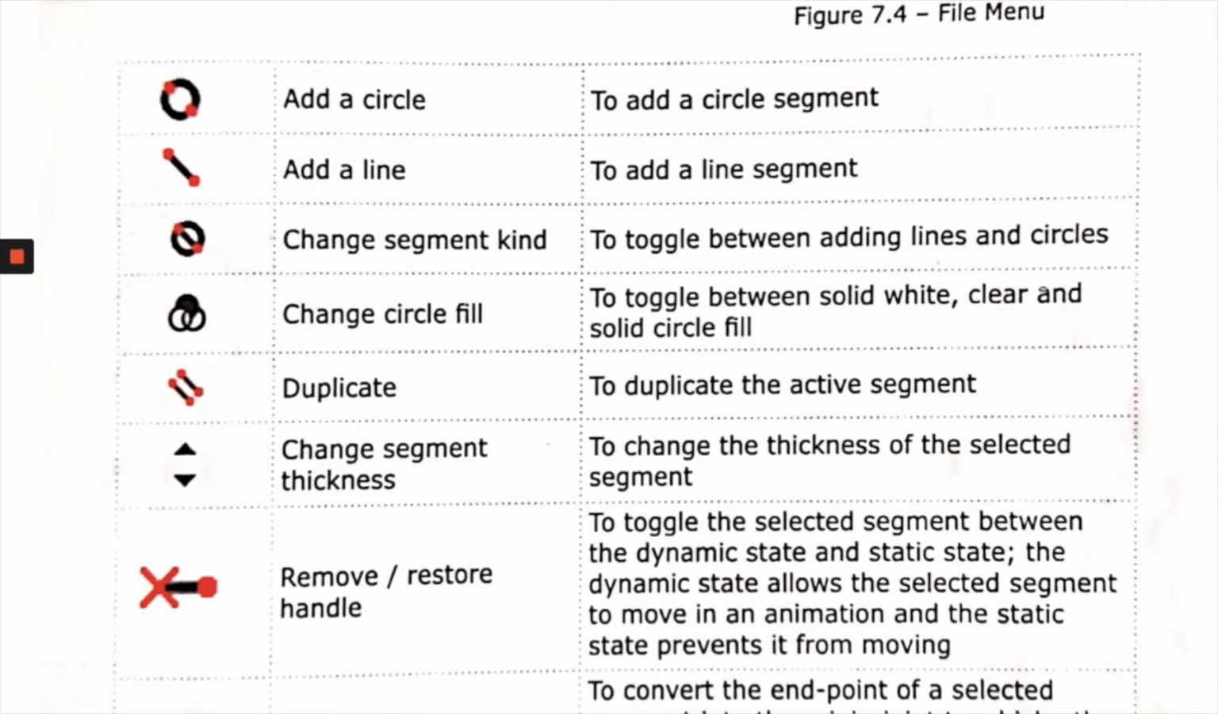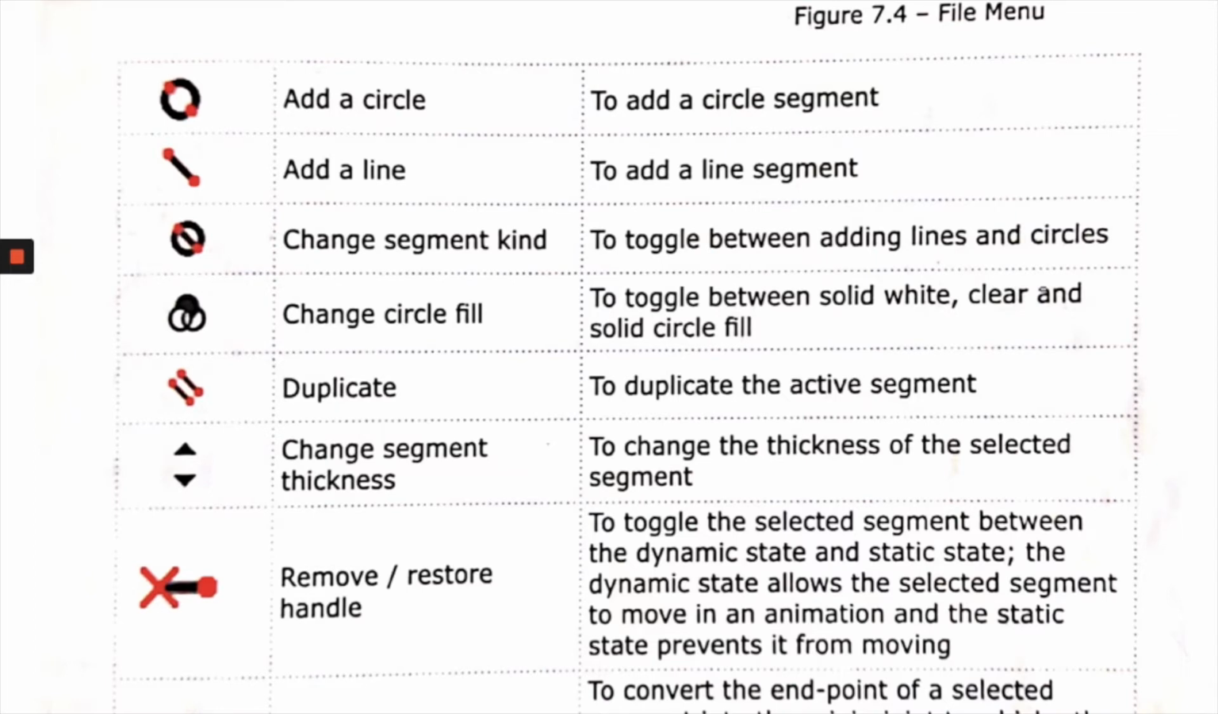The first one is add a circle, to add a circle segment. It is used to add a circle segment in your figure. Add a line, to add a line segment. It is used to insert a line segment into your figure. Change segment kind, to toggle between adding lines and circles. If you want to switch between lines and circles, then this is what you need to use.